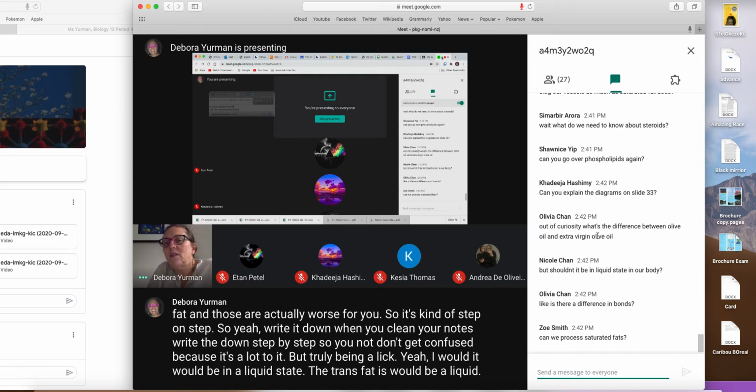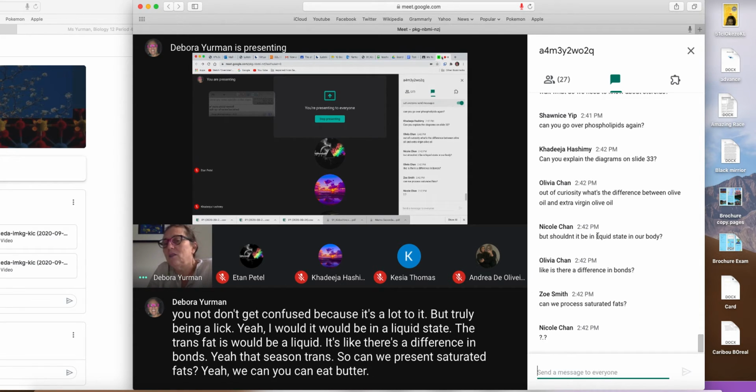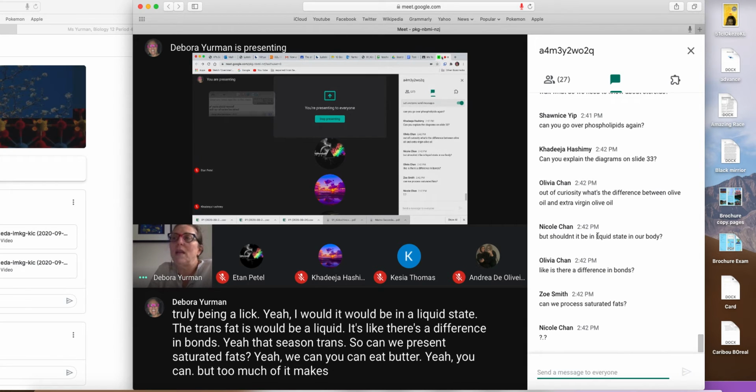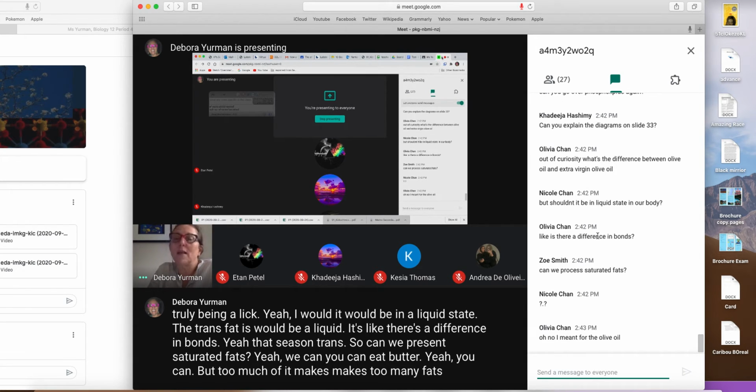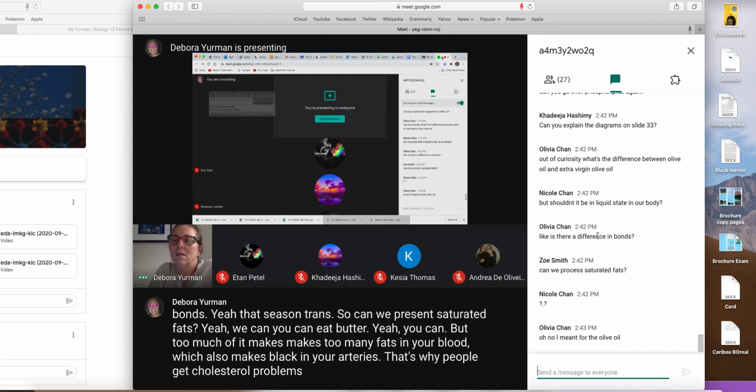It's like there's a difference in bonds. Yeah, the cis and trans. So can we process saturated fats? Yeah, we can. You can eat butter. Yeah, you can. But too much of it makes too many fats in your blood, which also makes plaque in your arteries. That's why people get cholesterol problems and heart disease.